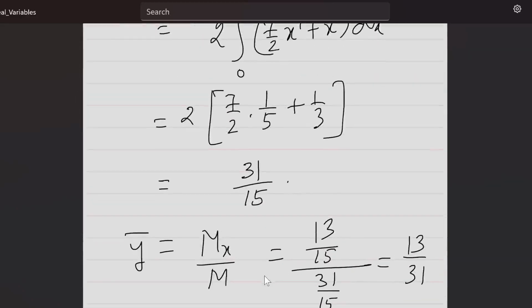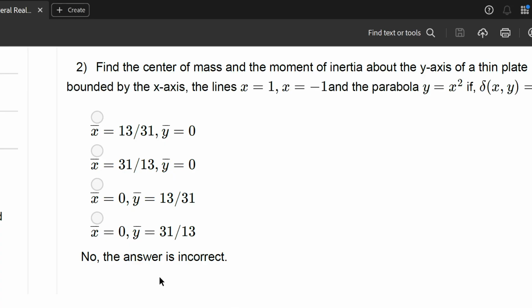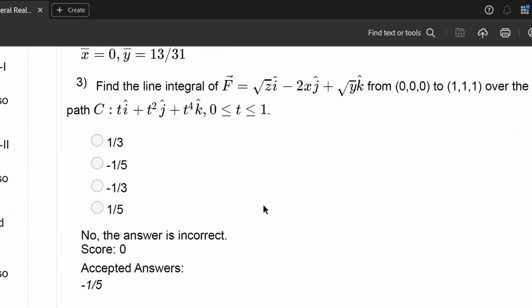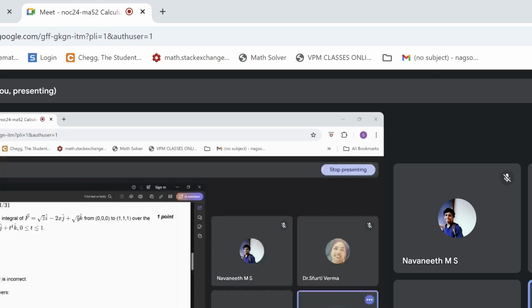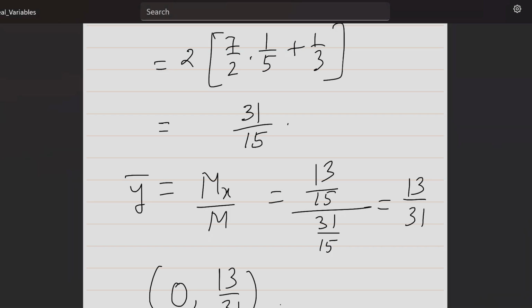Question number 2. So answer is option. Let me show you the option. 13 by 31. It is x is 0 and y is 13 by 31. So option number C. Okay. So I'll move to the next one. Is it correct? Fine, all of you? Yes, sir. And Dr. Verma and Navneet? Yes. Okay. So option C.